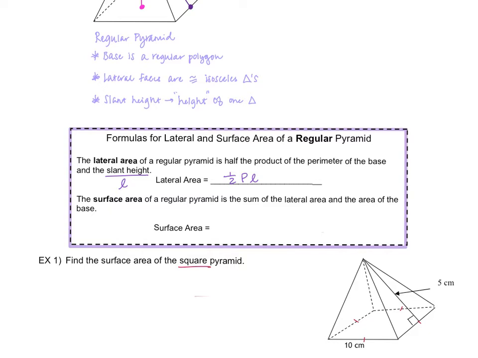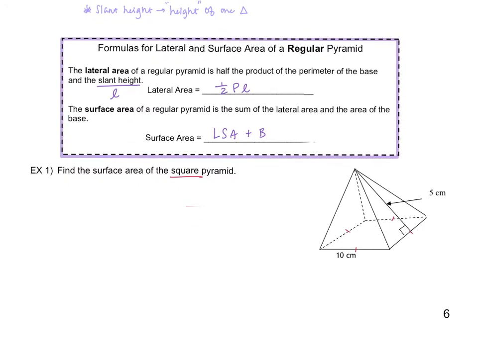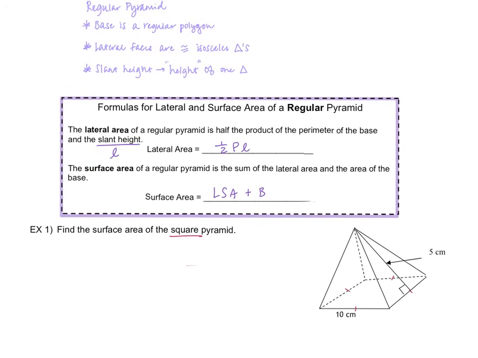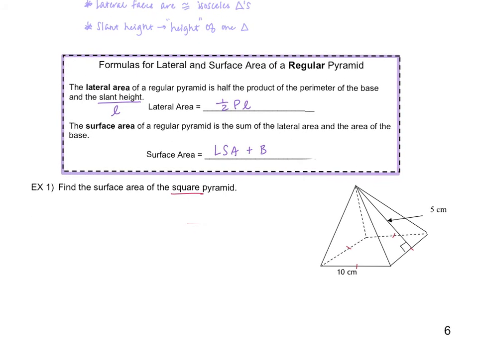Now, our surface area, remember, is the lateral surface area, what we come up with up here, and then we add on our extra base at the bottom. So it's the sum of the lateral area and the area of the base. We can fill that in as so. Now we're going to practice using both of these formulas. Again, remember, these are on regular pyramids, so they follow all the properties that we have listed up above.